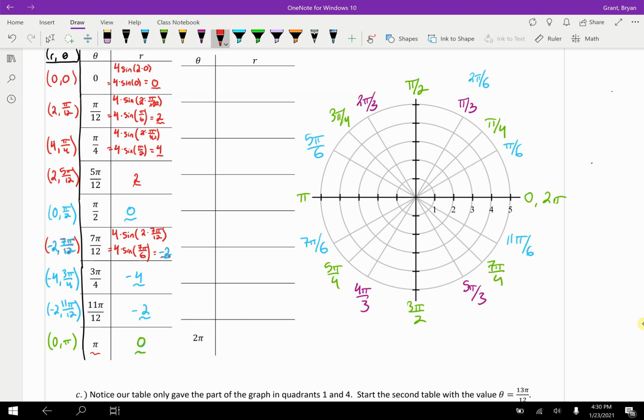0, 0. Well, that means go a turn of 0 radians, so we're actually right on the positive x-axis, and then it says go out a length of 0. It's still the origin. Go us.